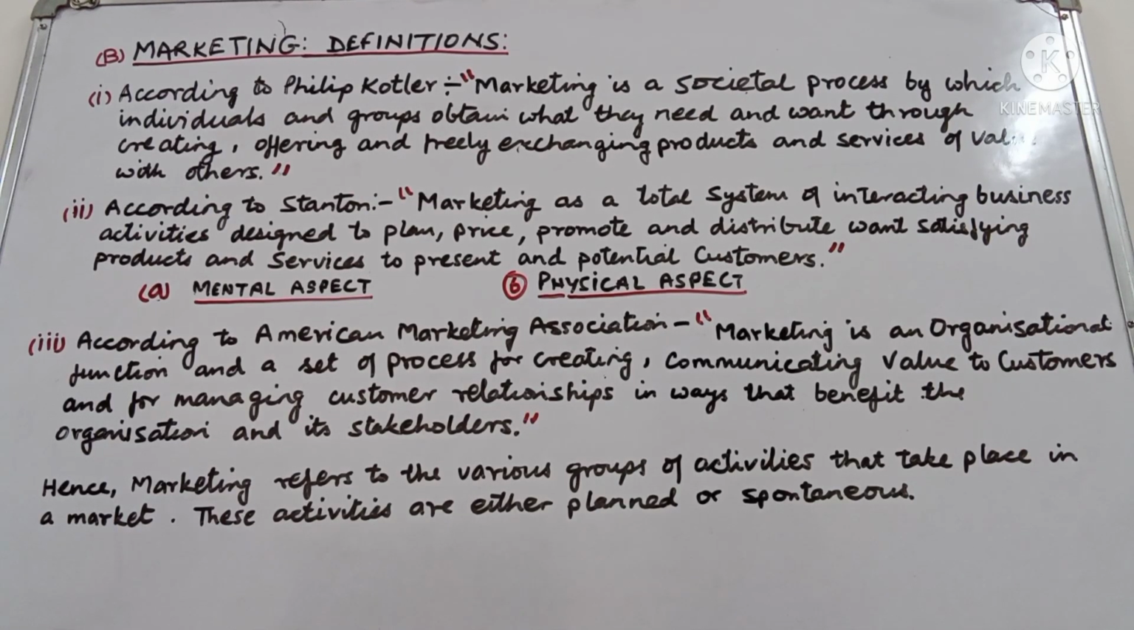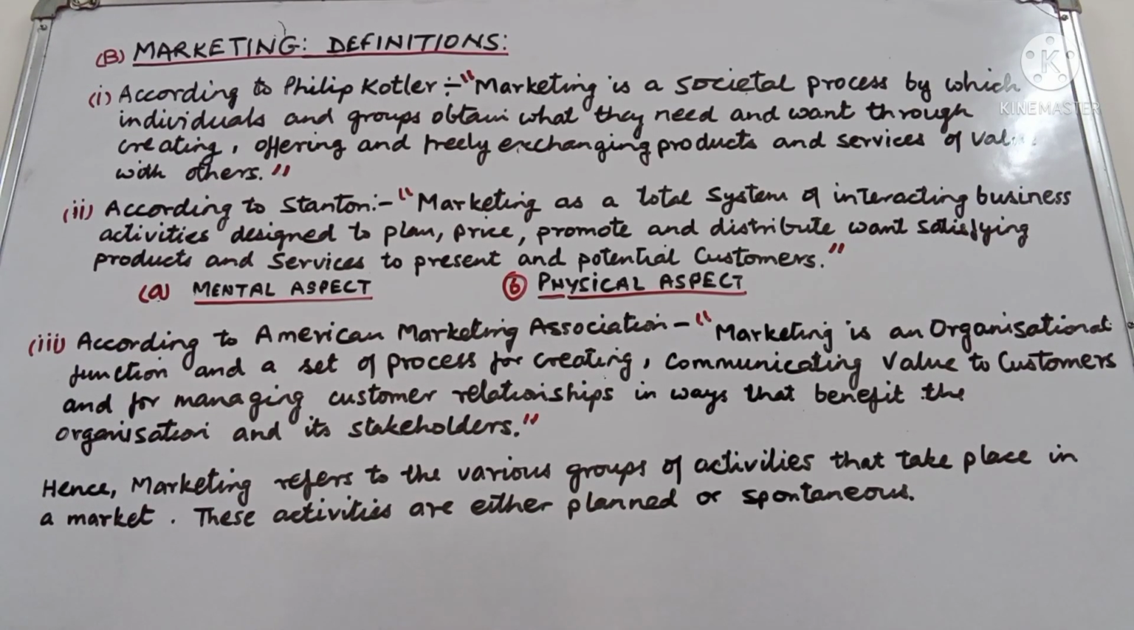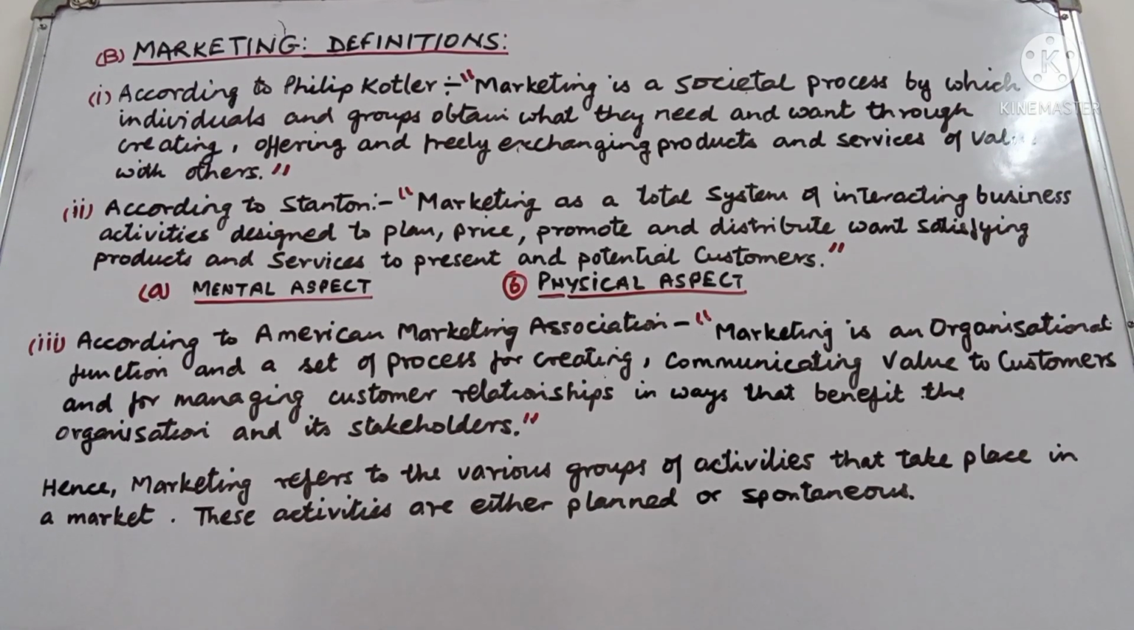Want satisfying means desire-satisfying products and services to present and potential customers. It is very important for any organization to keep increasing the number of customers. So as a marketing manager, one should look to satisfy present customers, as well as add potential customers who will buy the products in future, or make other people buy the product at any stage of life.